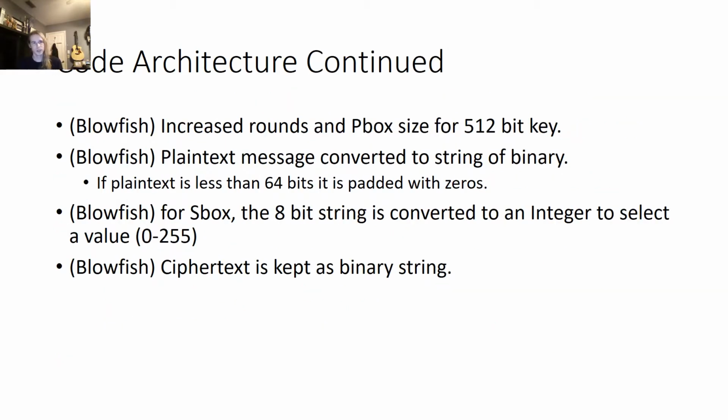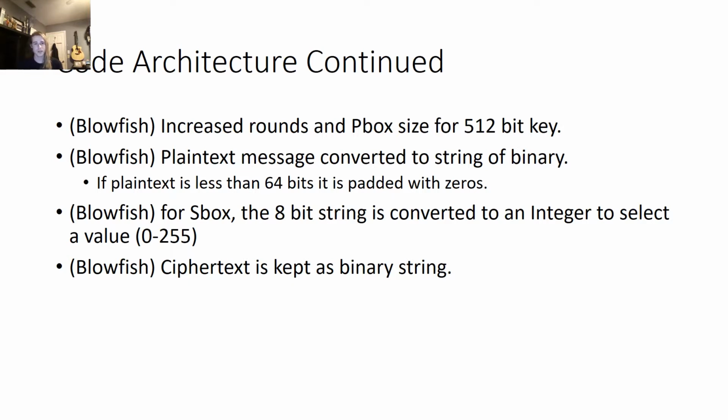So for our code architecture continued, we will increase the rounds of pbox to allow for a 512-bit key, and our plaintext message will be converted to a string of binary. If the plaintext is less than 64 bits at any case, it will be padded with zeros, and then that will also be encrypted. For our SBox, the 8-bit string is converted to an integer to select the value between 0 and 255, because the most you can represent in 8 bits is 255, which is why our SBoxes contain that many values.